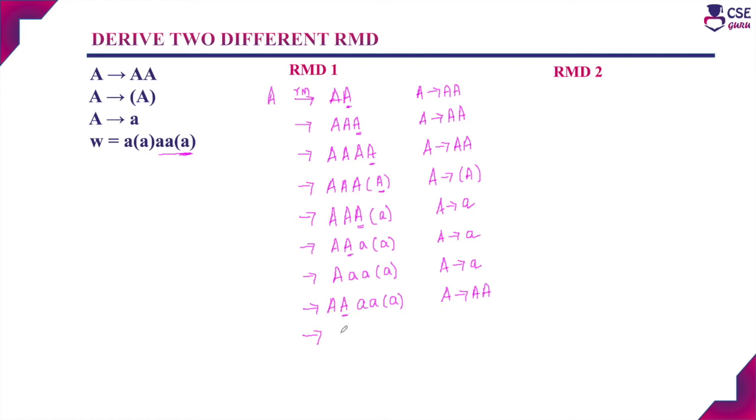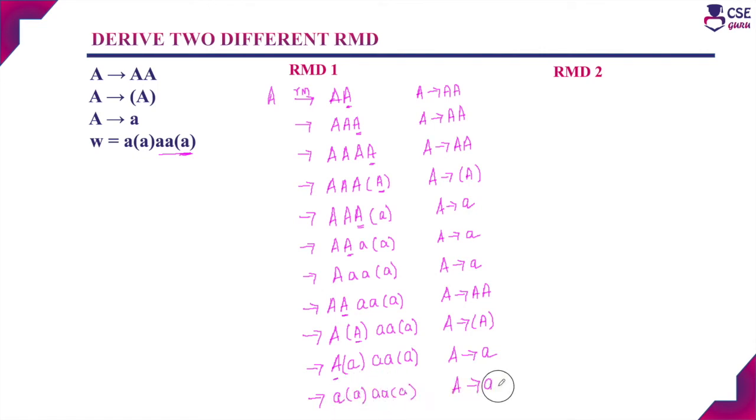Choose the rightmost non-terminal and apply the second production rule. Now choose the rightmost non-terminal A and apply the production rule. A derives A. Now only one non-terminal symbol. Apply the production rule. A derives A. So now we have derived the string A open bracket A close bracket A A again open bracket A close bracket using the rightmost derivation.